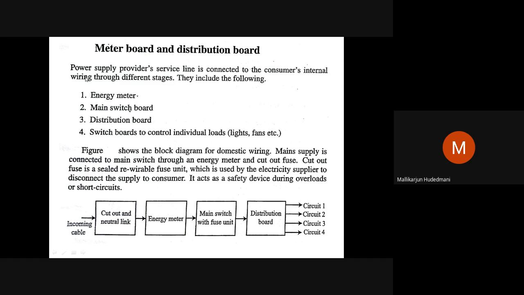It comes with the power supply provider's service line connected to the consumer's internal wiring through different stages. ESCOM's connections are not directly connected to my kitchen, not connected to my utility. They are terminated at the meter box. That is called the energy meter. They will connect to the energy meter. That's all. From the energy meter and inward to my house, it is my domestic wiring. It is my comfort.